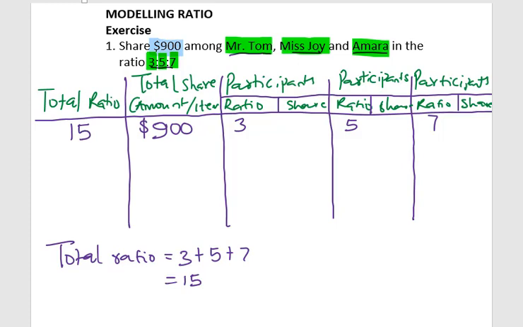Now it simply means that total ratio is 15. Every ratio here needs to add up to 15. But then we know the total amount being shared, which is $900. Now we need to figure out their shares, and their shares need to sum up to $900 as well. That's what a typical ratio model needs to look like. Let's do this together. Let's solve for Mr. Tom's share first.